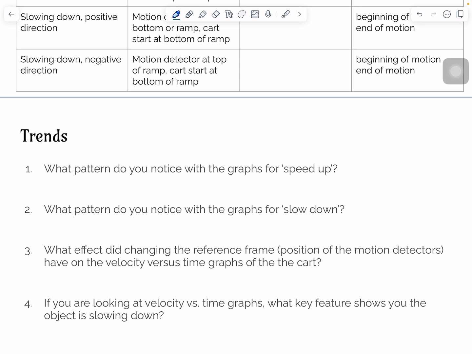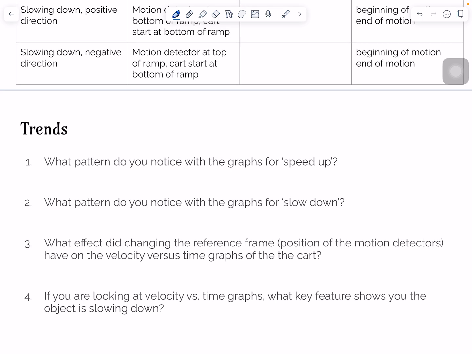So the key feature that shows you the object is slowing down is that the graph goes towards the velocity equals 0, or the x-axis.